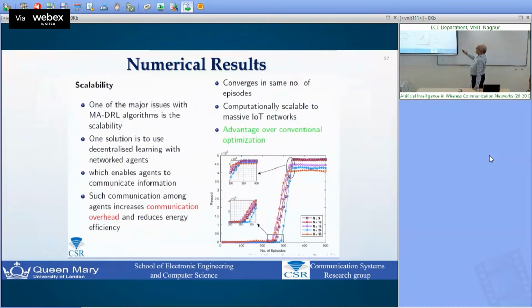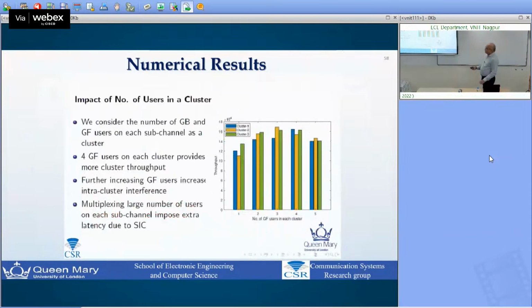That's the advantage over conventional optimization, because this is scalable, as each device competes with each other. So when the number of devices increases, it will not affect the computational complexity. If you take conventional optimization, the complexity will increase with the number of devices.